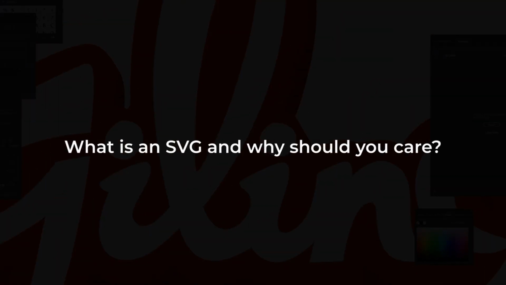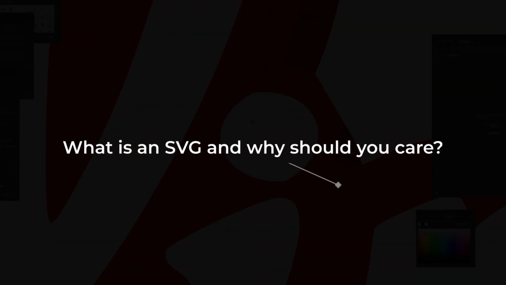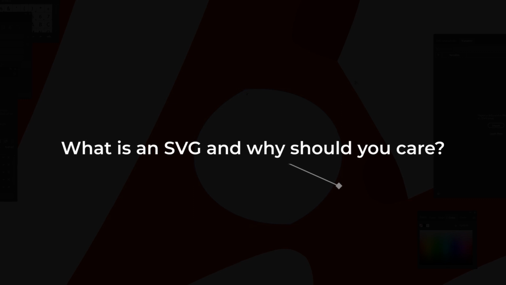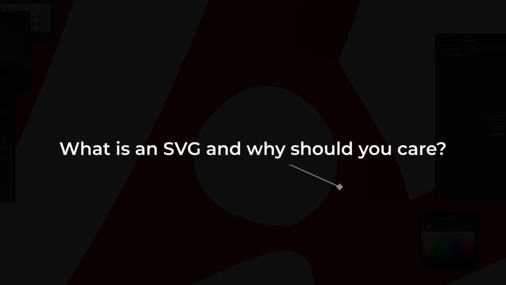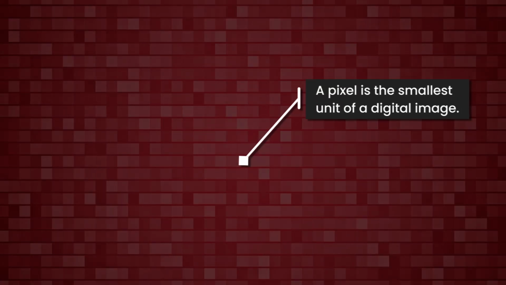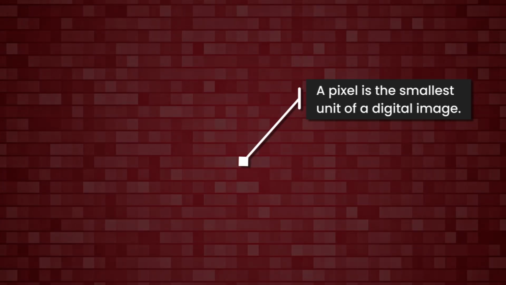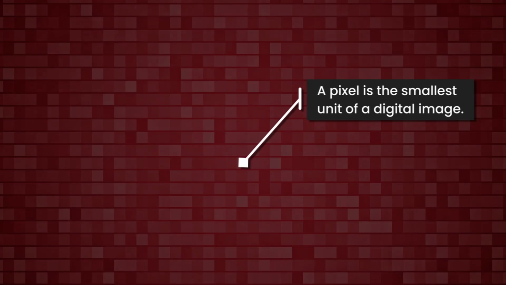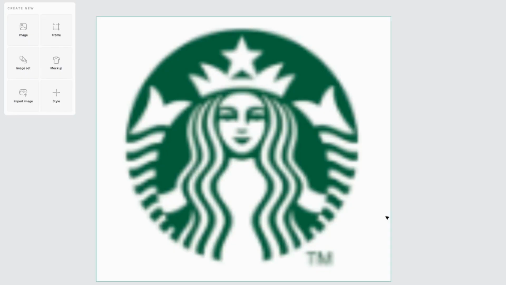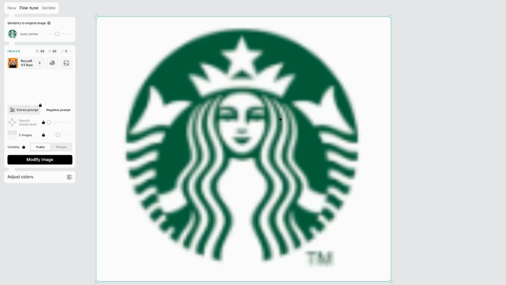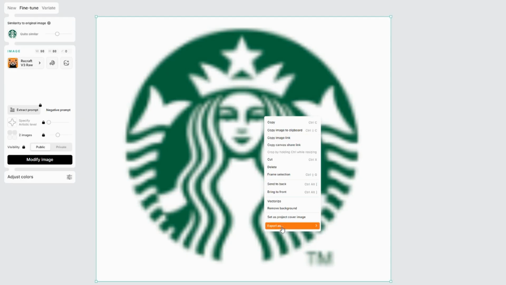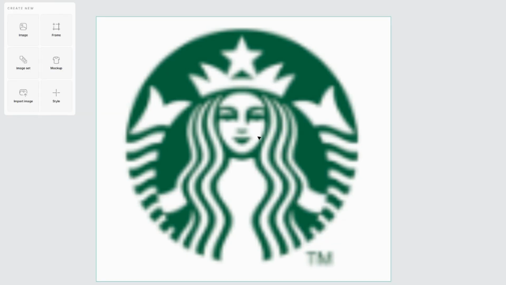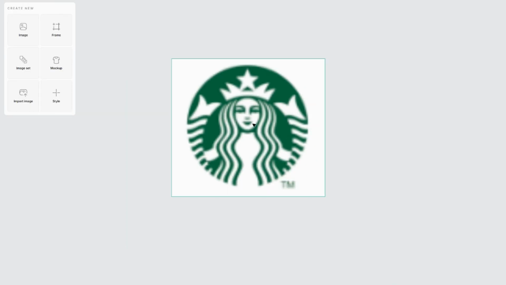What is an SVG and why should it matter to you? To understand this, let's first explain what a pixel is. A pixel is the smallest unit of a digital image. Think of it as a tiny colored square. Traditional images like JPG and PNG are made up of thousands or millions of these pixels arranged in a grid, which is why they're called raster or bitmap images. When you zoom into these images, you can see the individual pixels, making the image appear blocky or pixelated.